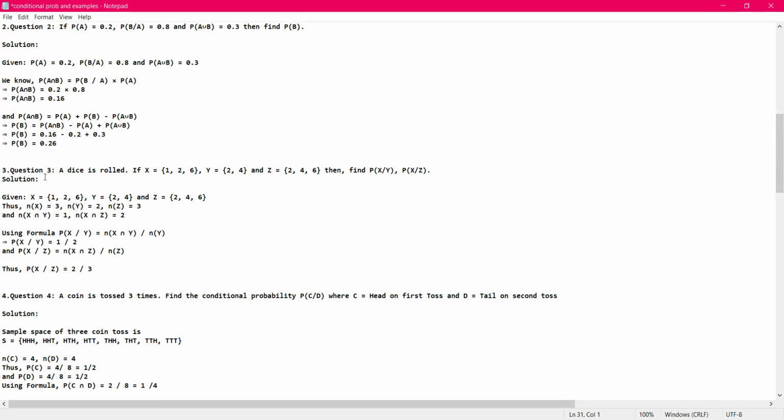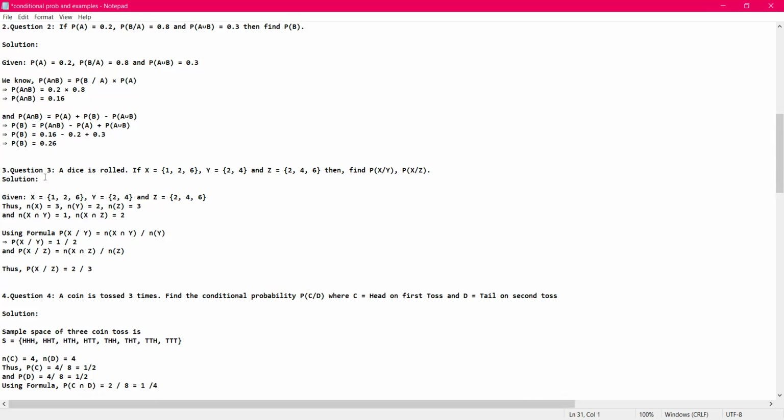Now we'll see the first one, probability of x given y, where event y has already occurred. We already have x values, y values, z values. Now I want to find the probability of x. It means n of x equal to 3, I am having 3 values. Next, number of values in y equal to 2. Next, number of values in z equal to 3. Now I have to find the intersection of x and y. What are the common elements in x and y? Only one common element. That's why I am writing n of x intersection y equal to 1. Next, the common elements between x and z are 2 and 6. That's why n of x intersection z equal to 2.